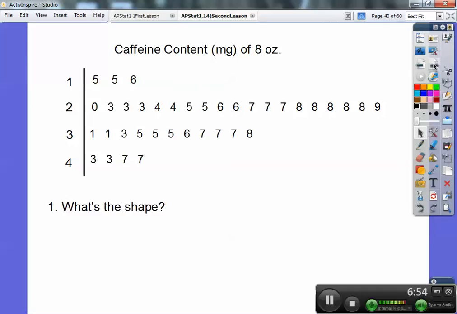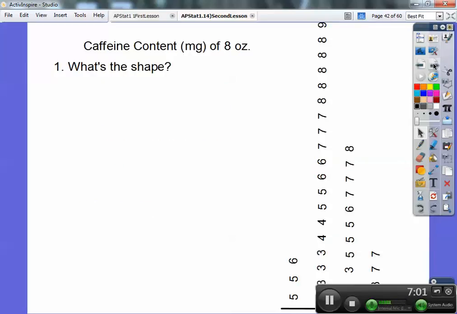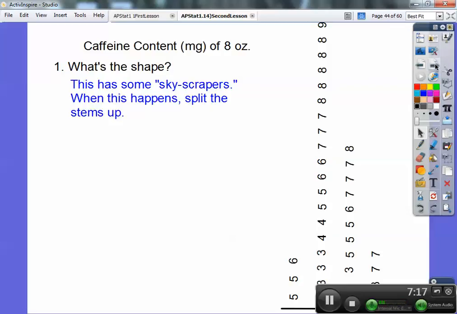So what's the shape? When you describe the shape, you have to stand that baby up. Okay, so there it is, stood up right there. Sorry, it's kind of squished over right there. Sometimes my videos, this isn't in the way, and sometimes it is, and it is on this one. All right, so this has total skyscrapers. There's a skyscraper and there's a skyscraper. When it has skyscrapers, you guys, you split the stems up.